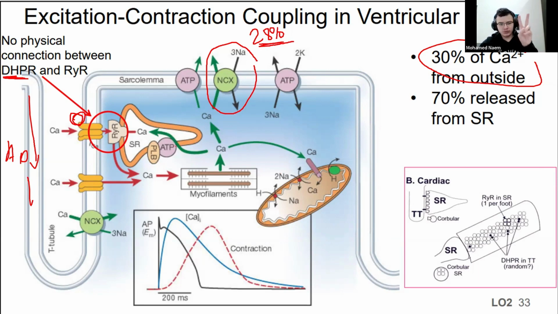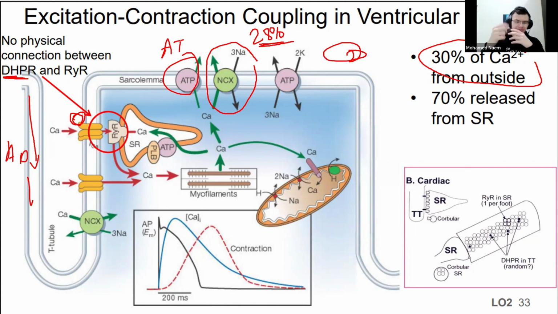So there's still 2% we need to get outside the cell, right? 2% to reach the 30%, and the rest we're going to get back into the SR. That's a different story, but now we're talking about the 30%. So 28% we get out by the sodium calcium exchanger. We have 2% left, which is handled by this ATPase. This thing is called calcium ATPase. From its name, it's an ATPase, so it's going to use ATP to get calcium outside the cell. 2% only.